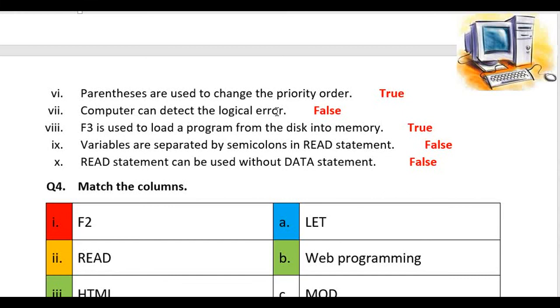Computer can detect the logical error, it's false. Computer cannot detect the logical error. Computer can only detect the syntax error. Eighth statement, F3 is used to load a program from the disk into memory, that is true. Variables are separated by semicolons in the read statement, that is false. No, they are separated by commas.